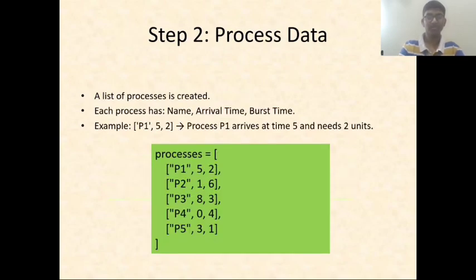Step 2 is process data. That means a list of processes is being created here, and each process has its name, arrival time, and burst time. And processes are represented from P1 to P5, and 5 to 3 are arrival times, and 2 to 1 are burst times. Example, process P1 arrives at time 5 and it needs 2 units. That means here time 5 is arrival time and 2 units is burst time.